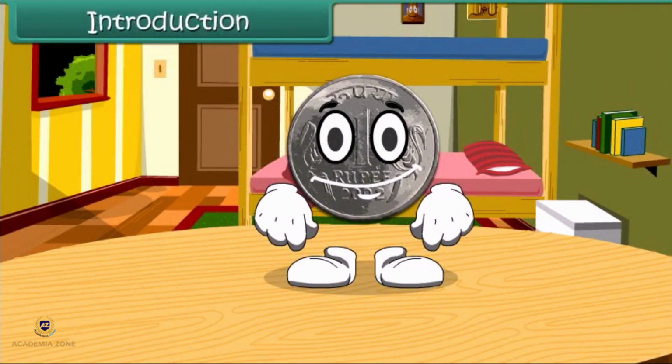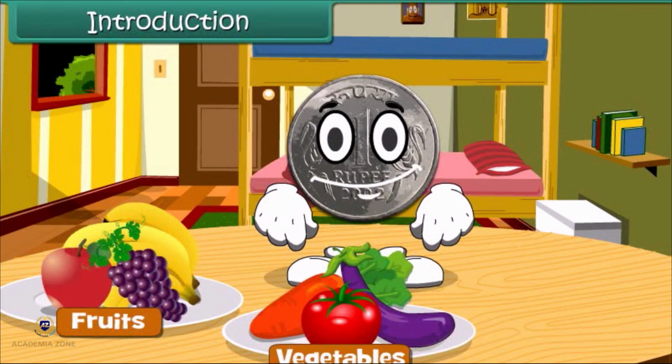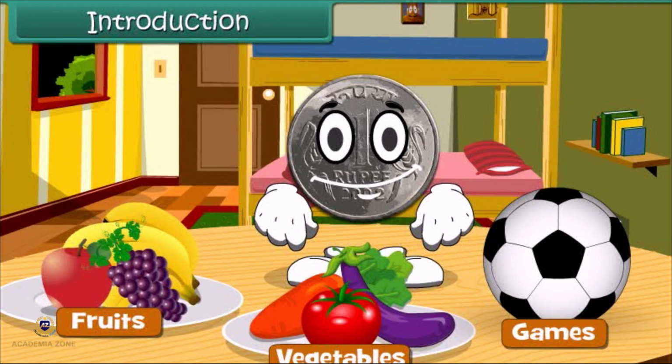Introduction. Hello children, do you know me? Yes, I am 1 rupee coin. When you go to market, you spend me to buy fruits, vegetables or any of your favorite games. Let's learn more about money today.